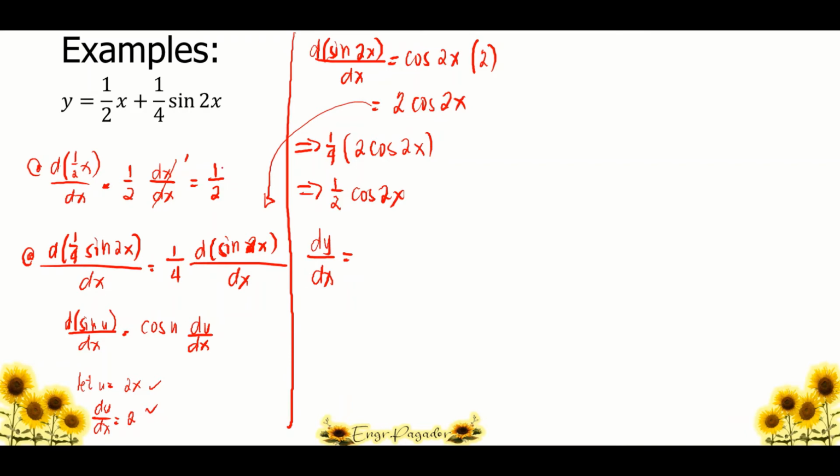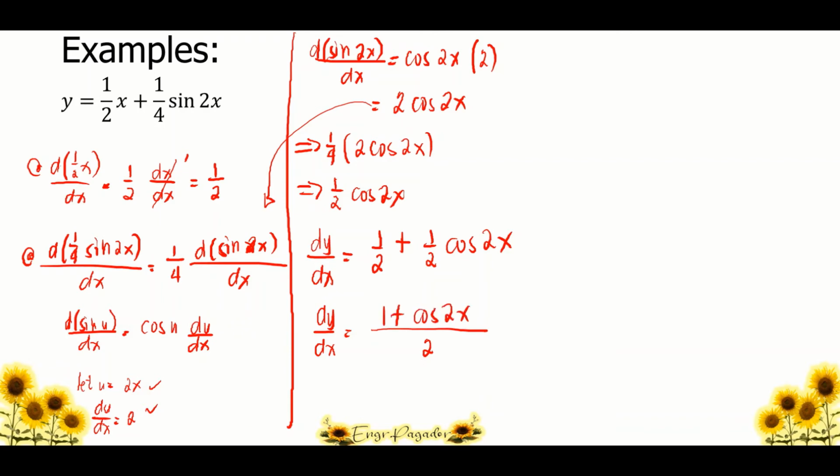So, first, kunin natin or sulat natin or substitute natin yung derivative of the first function, which is si 1/2, and then we add yung derivative ng second function natin, which is ito, 1/2 cosine 2x. Okay, so from here, we can combine this one by getting the LCD. So, 2 yung kanyang LCD. So, dy over dx will be equal to 2 and then 1 plus cosine 2x.